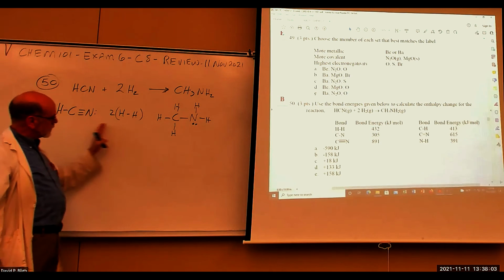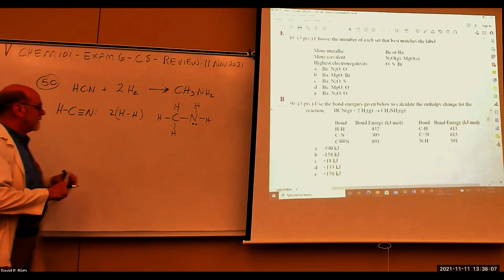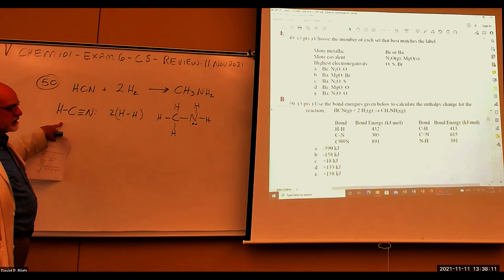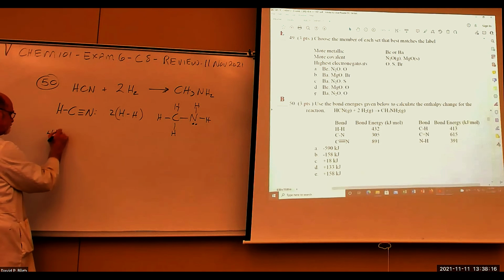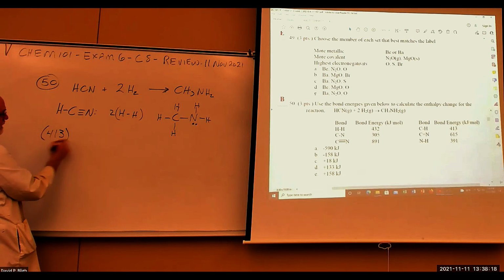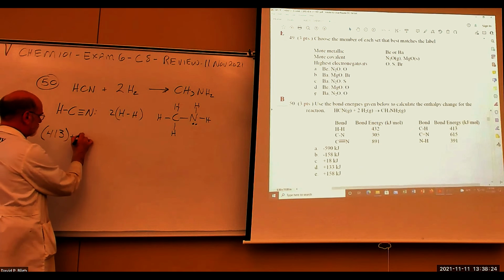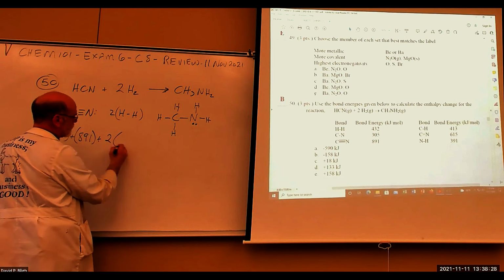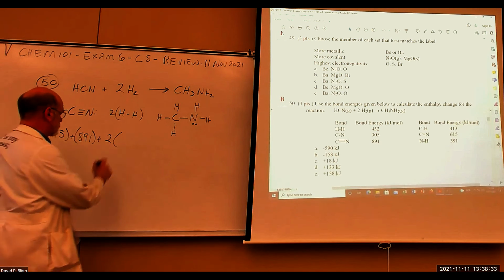Because you put energy in here to break bonds and you get energy back here, the negative side. So what we do is carbon, hydrogen, we've got one of them, 413. And we're going to add carbon, nitrogen, triple bond right here, 891. Then we're going to have two hydrogen-hydrogen bonds right here, 432.